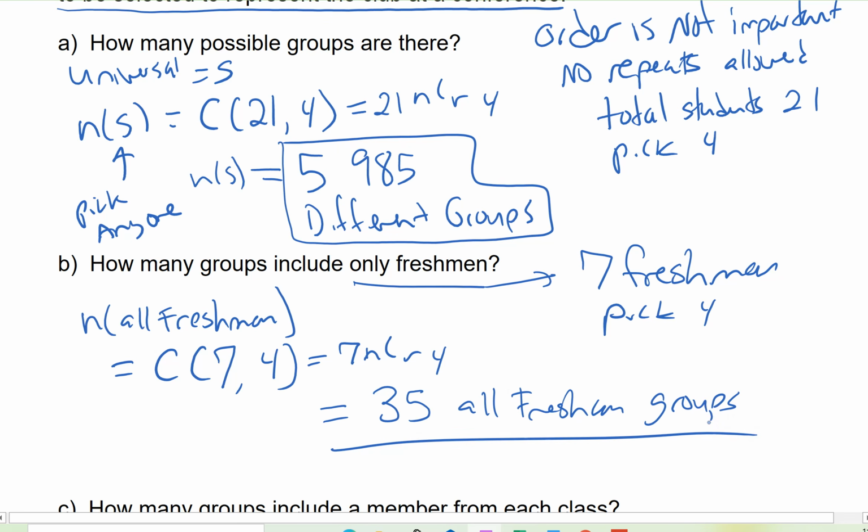Alright, so out of 5,985, 35 of those contain all freshmen. So those are very small odds. Very low. If you're just randomly selecting people, there's very little chance that they'll be all freshmen going to the conference.